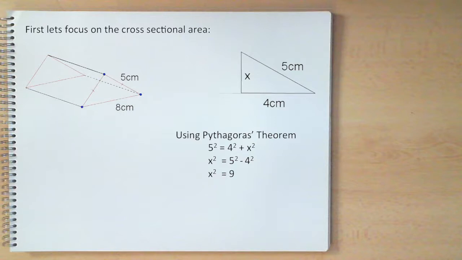By rearranging there, we get x squared is 5 squared minus 4 squared, so x squared is 9, so x is 3. You might remember this as a 3, 4, 5 triangle. If you do, you can avoid using Pythagoras at all and go straight to the value of 3 for the height. The cross-sectional area, therefore, of that triangle is a half times the height times the base, so it's a half times 3 times 8, which is 12 centimetres squared.